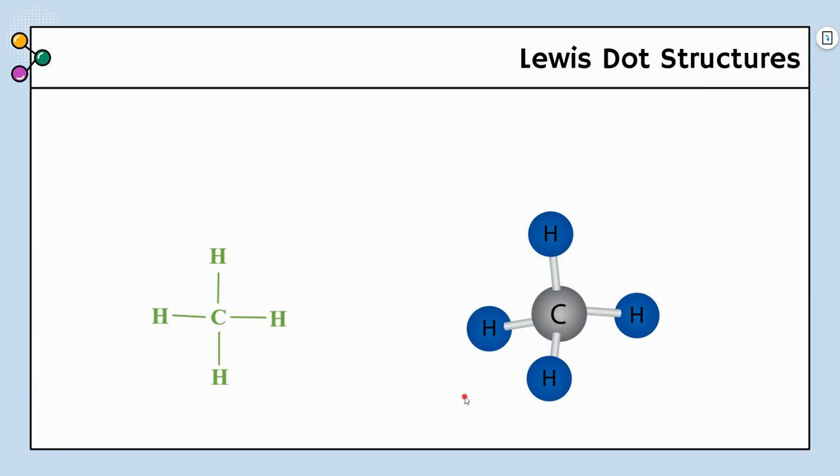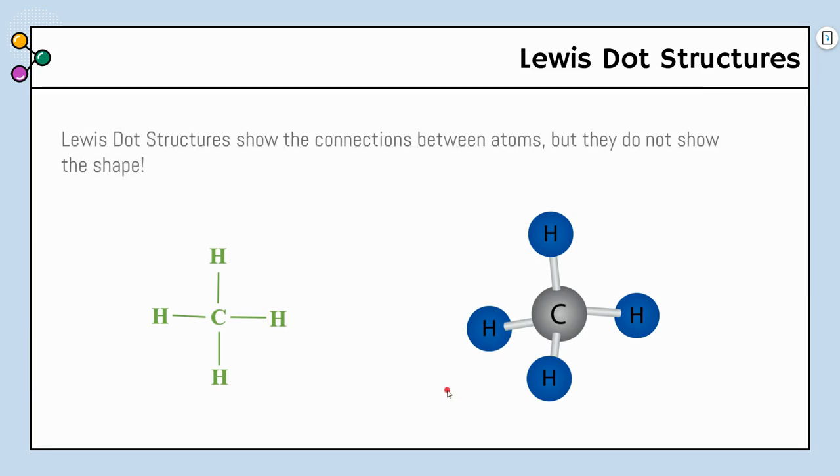So that being said, what are the limitations of Lewis dot structures? Remember that Lewis dot structures are only going to show us the connections between atoms, but they don't show us the shape. On the left, we have our Lewis dot structure for CH4, or methane. On the right, we can see this three-dimensional representation, and that's where we need to head next. What do our molecules look like in 3 dimensions?